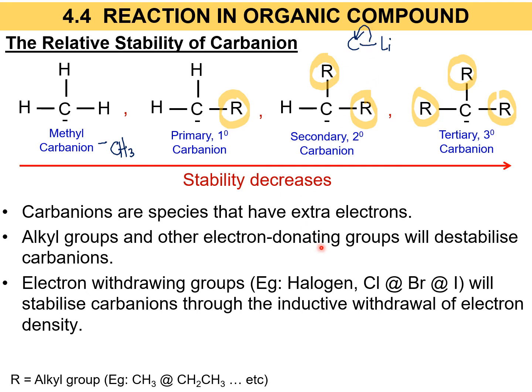So dia adalah spesies yang ada extra electron, so that's why dia ada carbon minus kat sini with negative charge. Alkyl group ni dia ada electron donating effect. Okay, so benda ni dia dah kaya. Bayangkan carbon ni dah kaya. Lepas tu alkyl group ni ada electron donating effect. Dia lagi mengayakan, lagi kaya-kayakan this carbon ni.